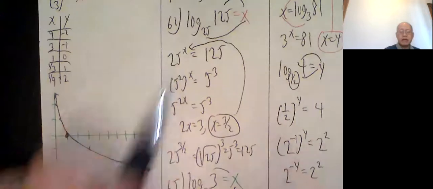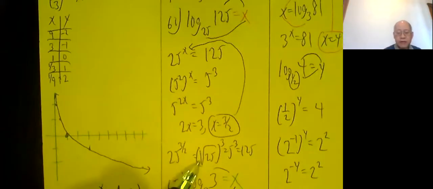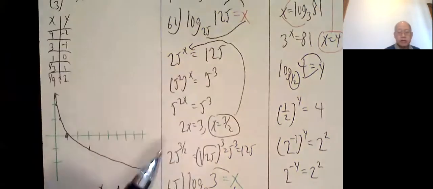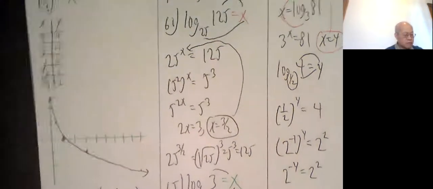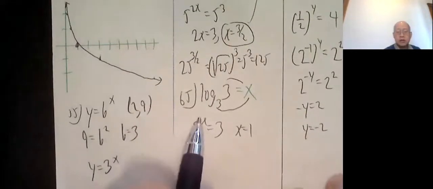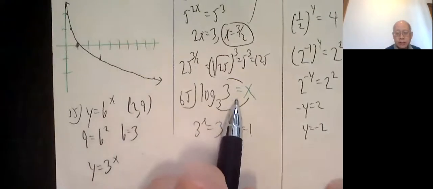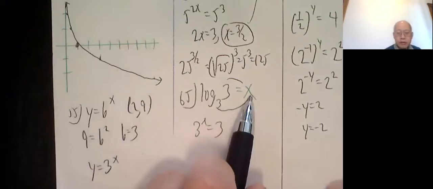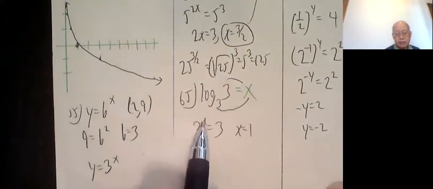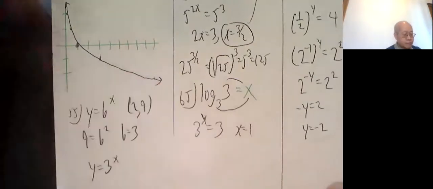Double check. 25 to the 3 halves means square root of 25, 5. And then you cube it. 5 cubed is 125. Log base 3 of 3. Call it x. Unscramble it. 3 to the x equals 3. X is equal to 1. It's an x there.